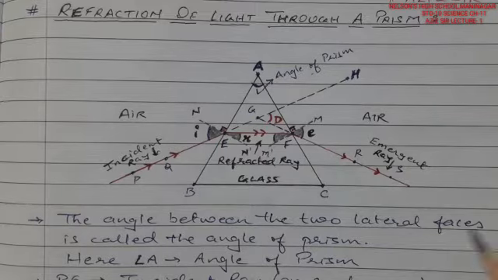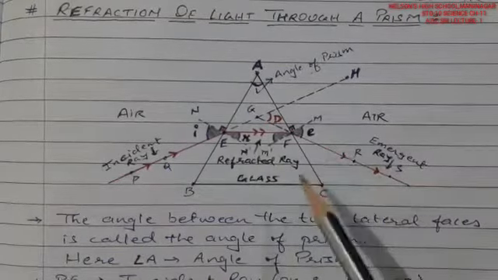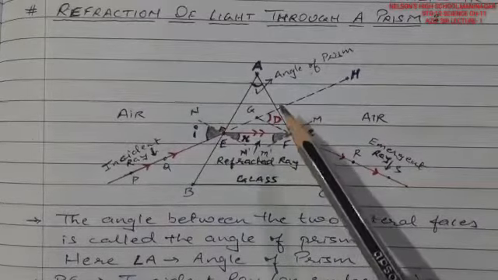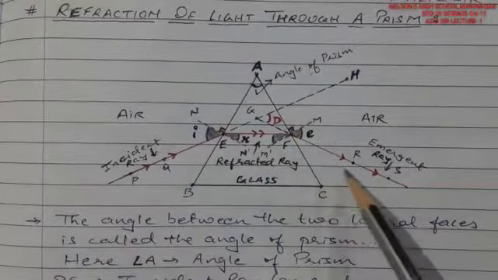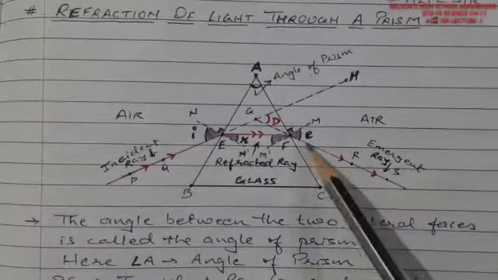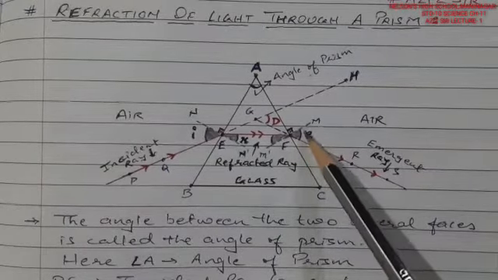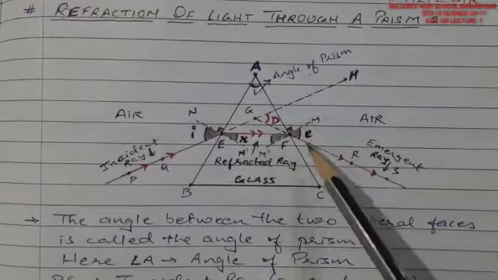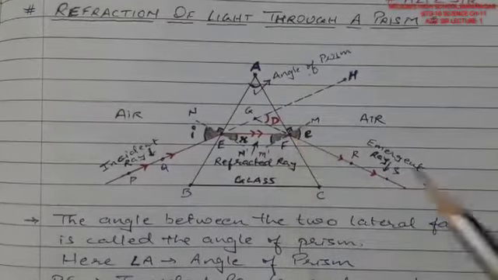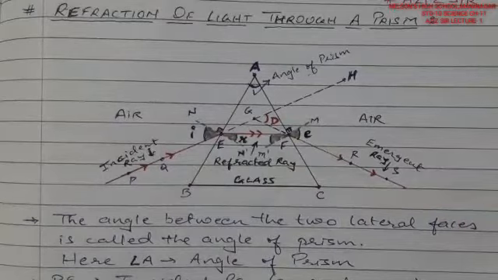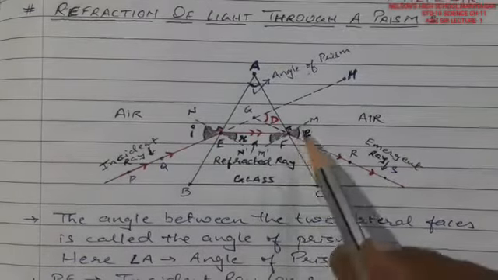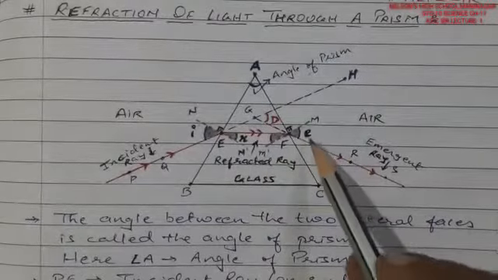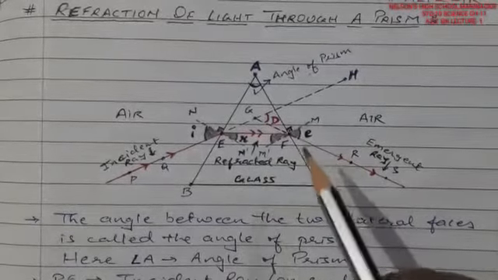This is an angle of emergence, E, made from the normal M dash on the surface AC by the emergent ray. So this emergent ray makes an angle E from M dash, the normal on the surface AC. So the angle is between the normal and the emergent ray. Fine. This angle is called an angle of emergence.